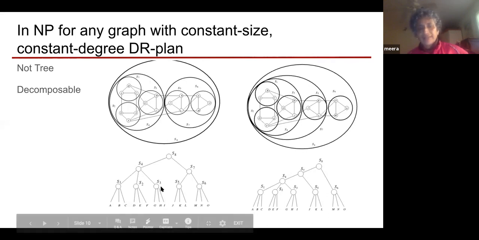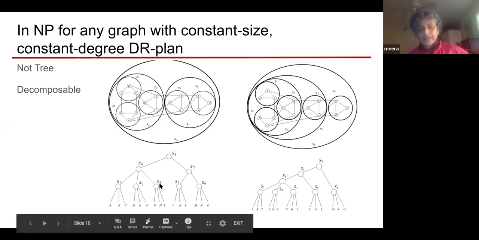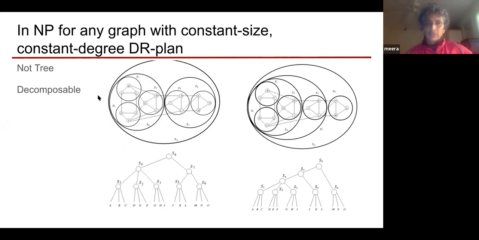And if that's the case, then again, you can specify the particular solution you have to pick at every stage, and as a result you have an integer witness, so for any constant size, constant degree DR plan graph, you should be able to do exactly the same thing and put the problem in NP.